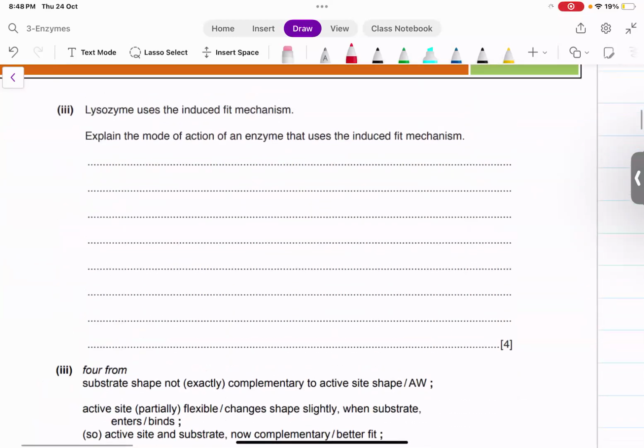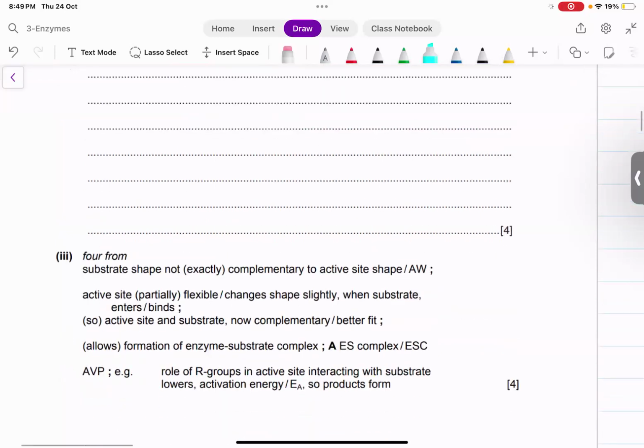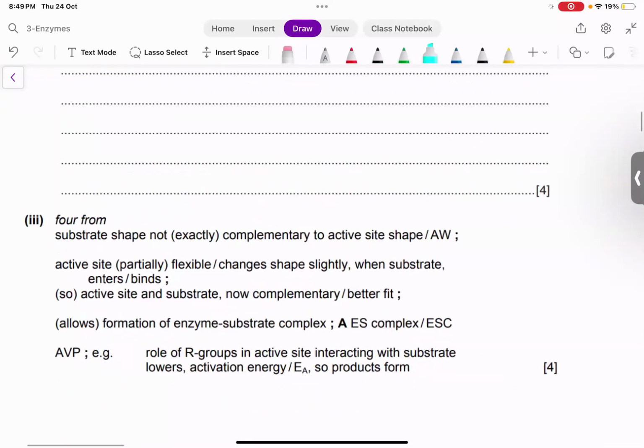Let's see then. Lysozyme uses the induced fit model. The earlier question was on the lock and key model, and this is on the induced fit model. Explain the mode of action of an enzyme that uses the induced fit model. So simply what will happen? The substrate shape is not exactly complementary to the active site. So this is the first important point.